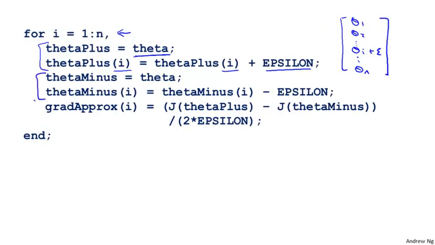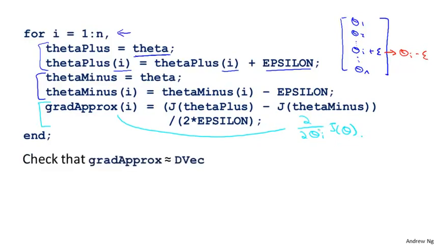And similarly, these two lines set theta minus to something similar, except that instead of theta i plus epsilon, this now becomes theta i minus epsilon. And then finally, you implement this, grad approx i, and this will give you your approximation to the partial derivative with respect to theta i of J of theta. And the way we use this in our neural network implementation is we would implement this for loop to compute the partial derivative of the cost function with respect to every parameter in our network.